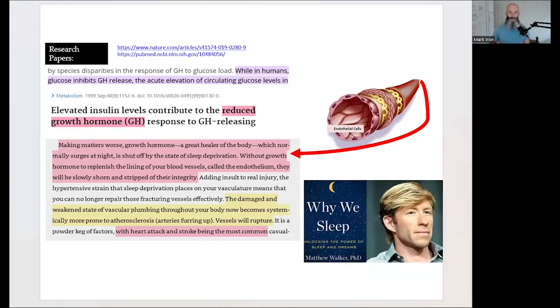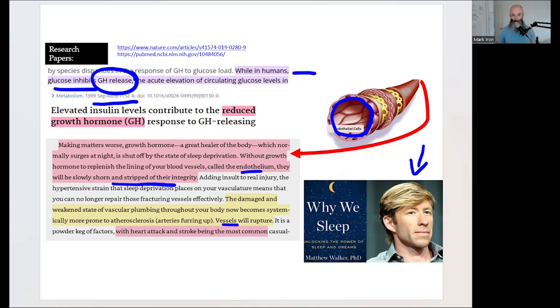And another issue that can happen when you've got elevations in blood glucose: in humans, when your glucose is too high, it inhibits growth hormone release. And the same is true when your insulin is high. So it's a double whammy. And as I learned from this legend, Matthew Walker, sleep scientist, in his book Why We Sleep, without growth hormone replenishing the lining of the blood vessels, called the endothelium, this protective lining of your blood vessels, they're shorn and stripped of their integrity. Vessels rupture, heart attack and stroke, most common, and they blame cholesterol.